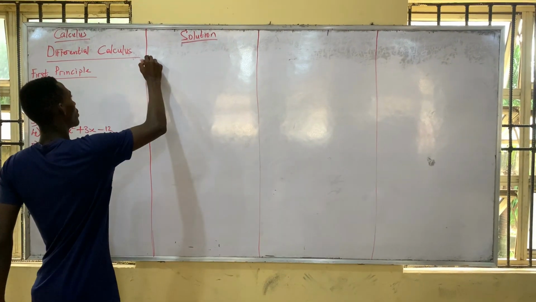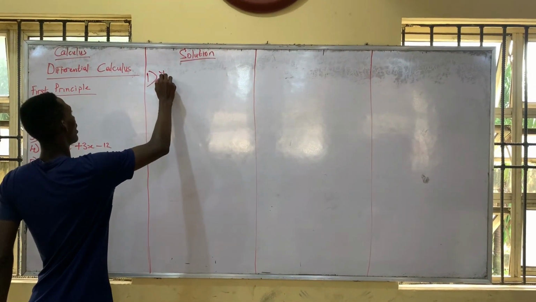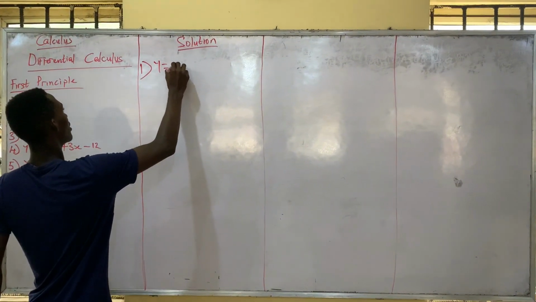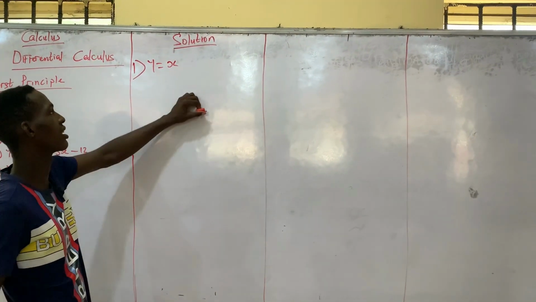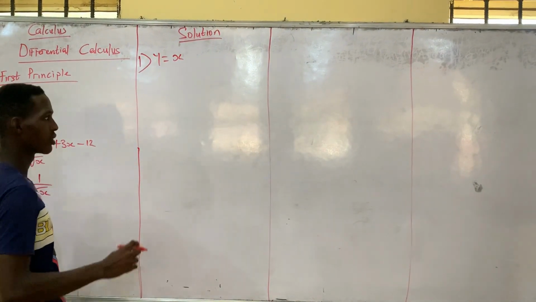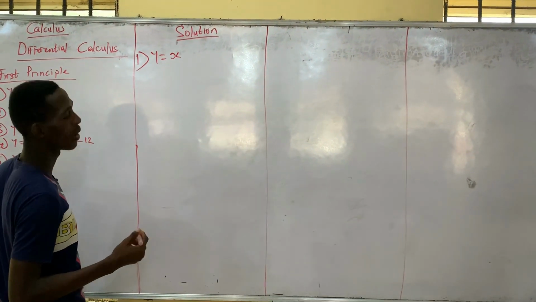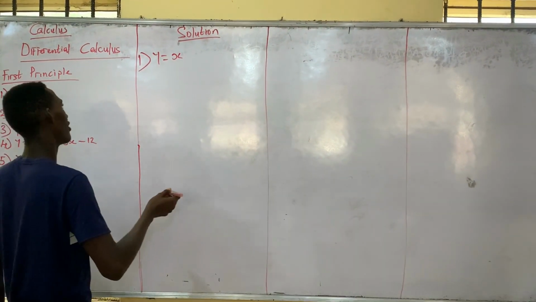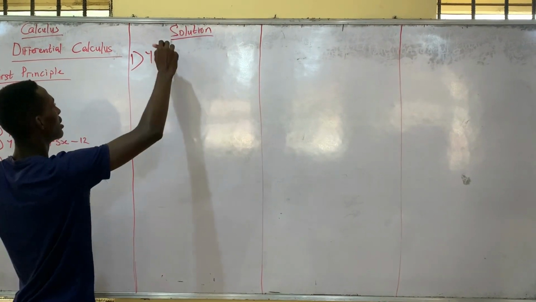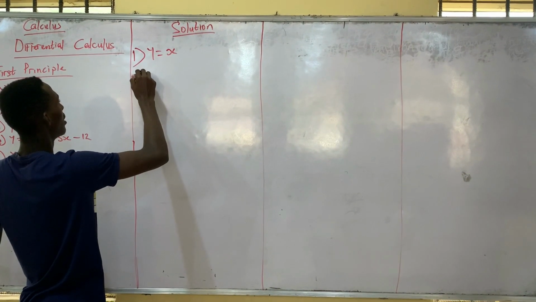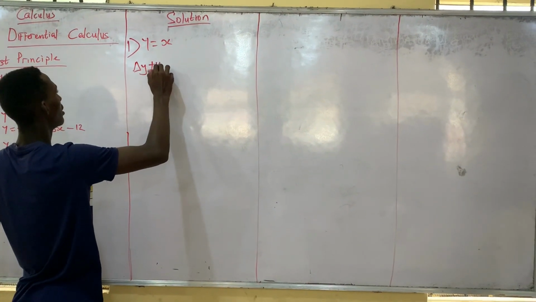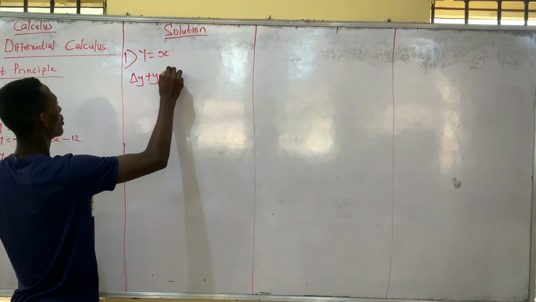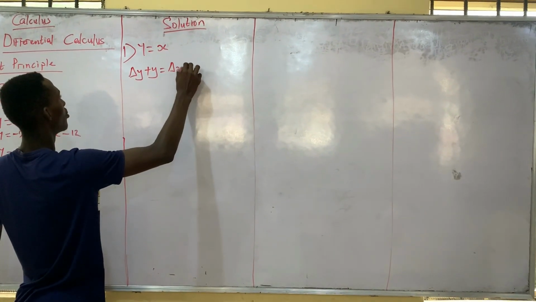Now for the first question, which is y is equal to x. Normally, if you are to use our general formula, we can easily see that our answer is 1 here. But how do we do this using our first principle? Then we can say that this is y plus change in y is equal to x plus change in x.